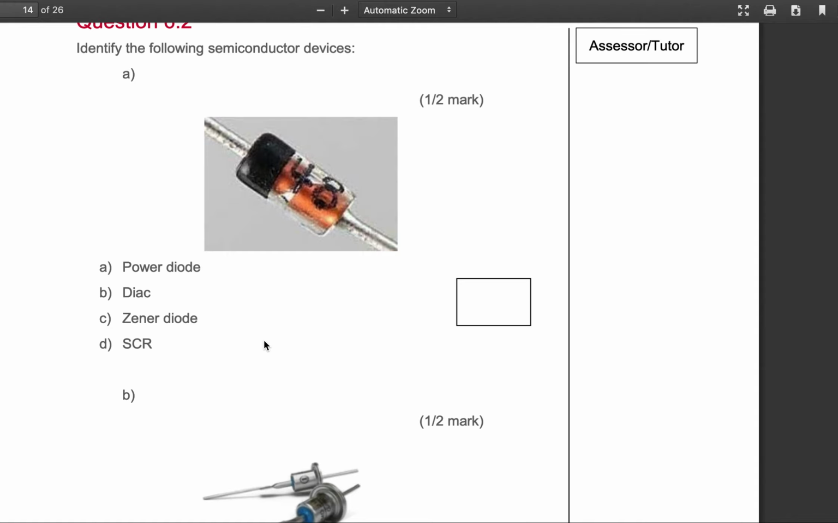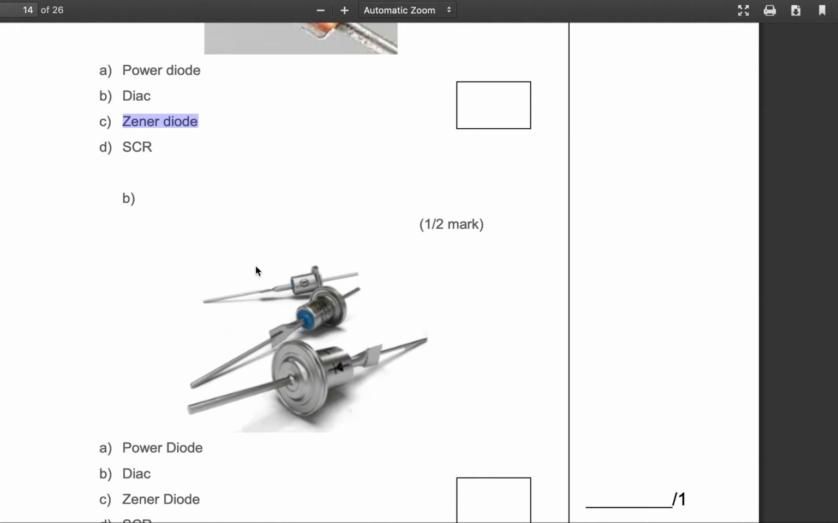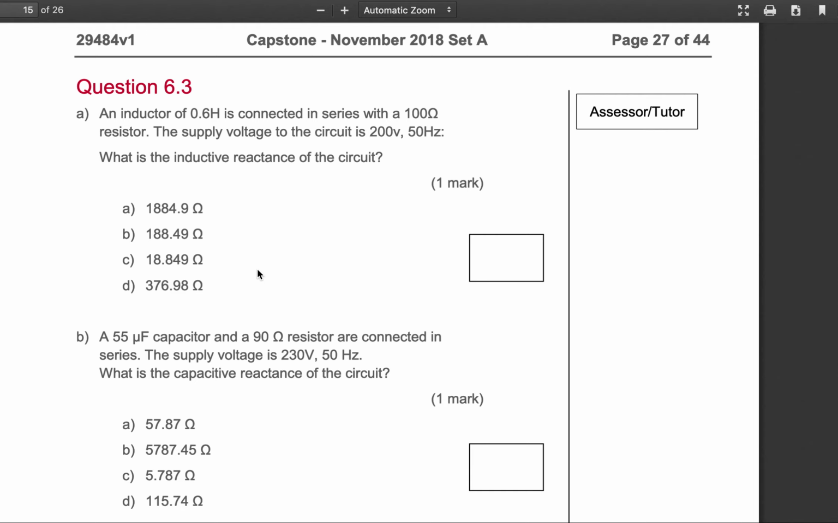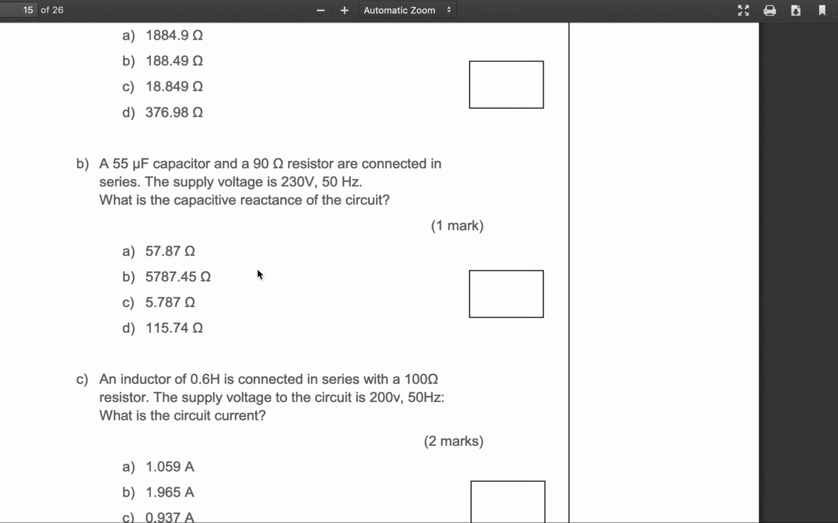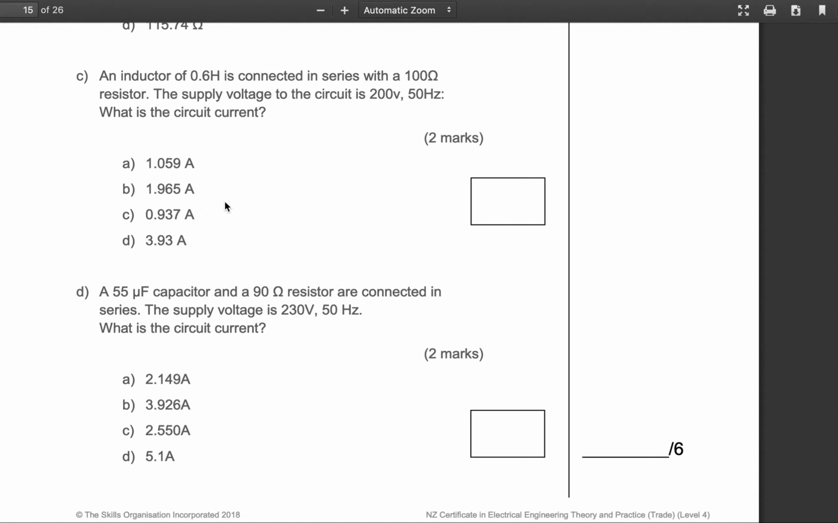Following, it's a diode, it's either going to be a Zener or a signal. And you've only got a Zener to pick from, Zener. Power diodes, we've done that. Lots of these, inductive reactance, done those. Capacitive reactance, circuit currents, and then you just got to go V over it. We'll just do this one here quickly.